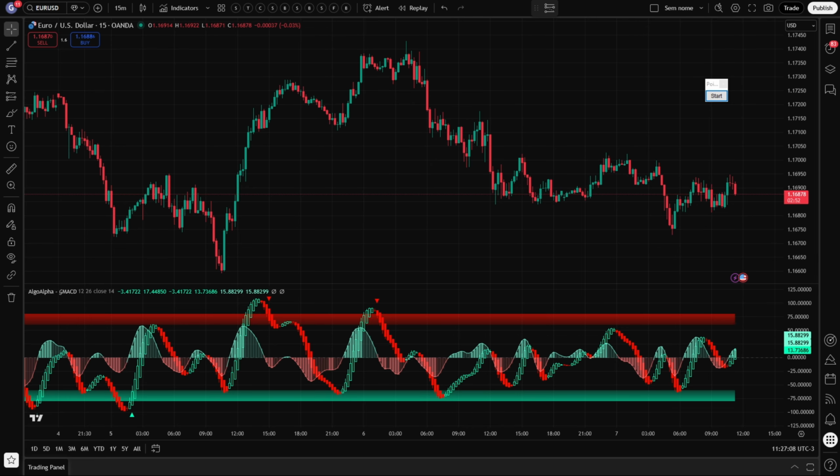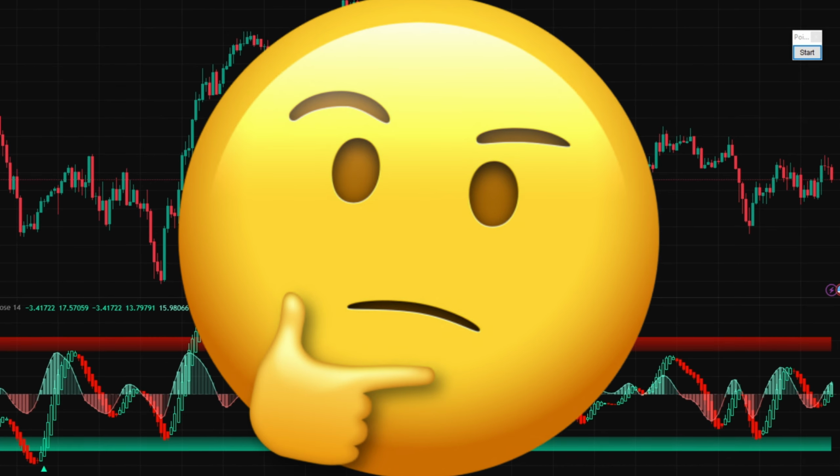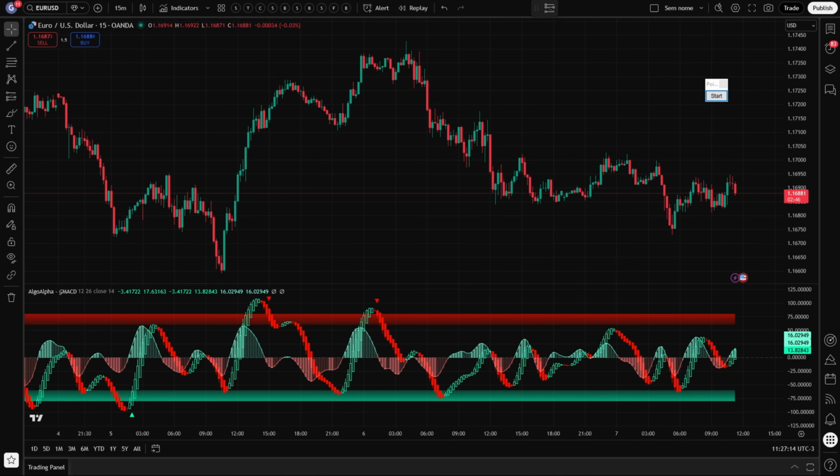Why is this MACD superior to the traditional one? The main difference lies in its normalized Gaussian filter, which significantly cuts market noise, quickens signals, and enhances momentum change readings. If you compare this MACD with the traditional MACD, you will notice the difference. This one signals reversal momentum much earlier than the traditional MACD.